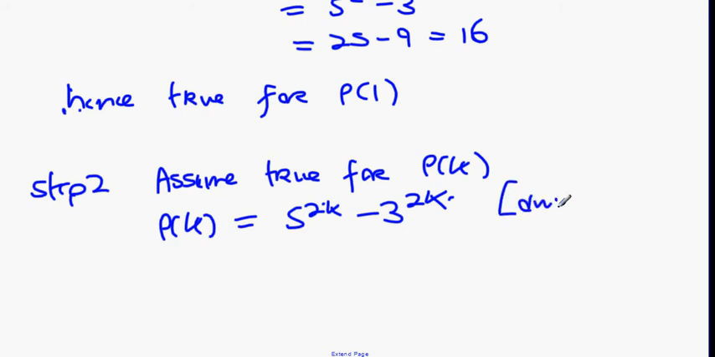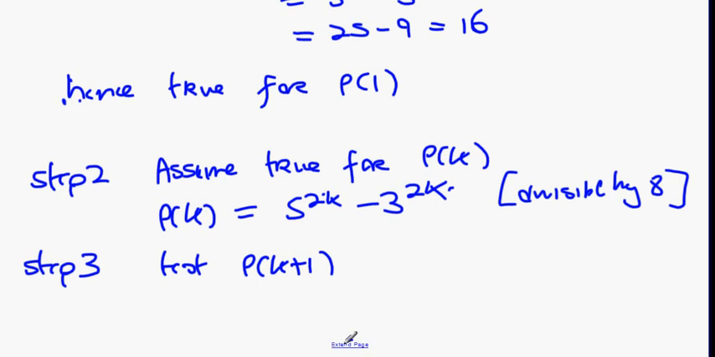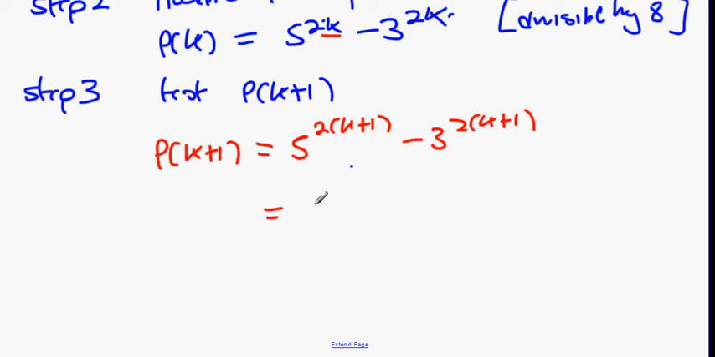So we're assuming it's divisible by 8. Okay, step 3 is test P of k plus 1. Now P of k plus 1 ends up to be 5 to the power 2 times k plus 1 minus 3 to the power 2 times k plus 1. The answer would be 5 to the 2k plus 2 minus 3 to the 2k plus 2.